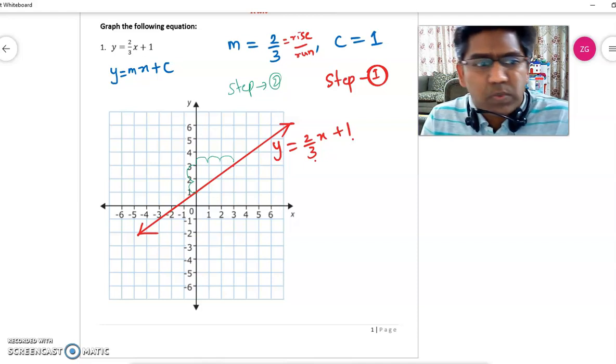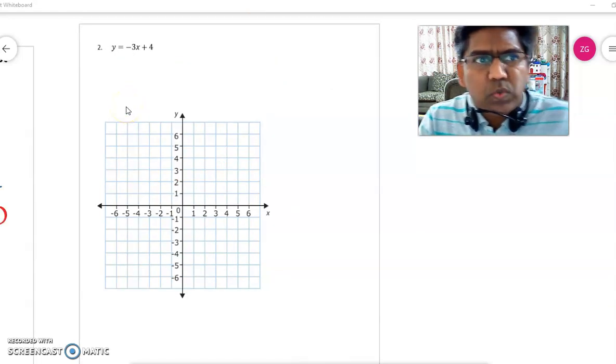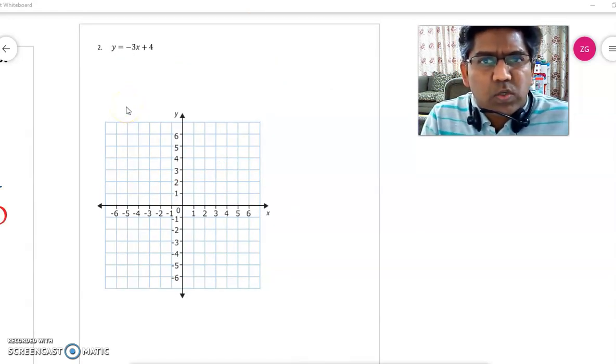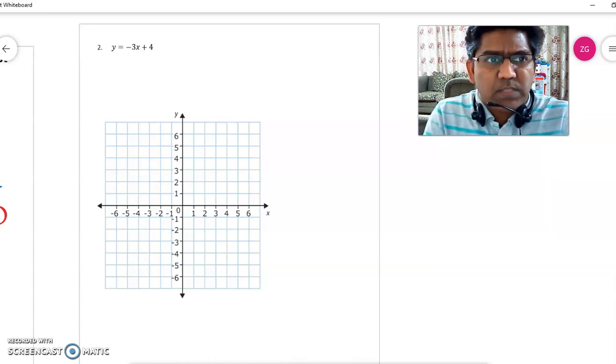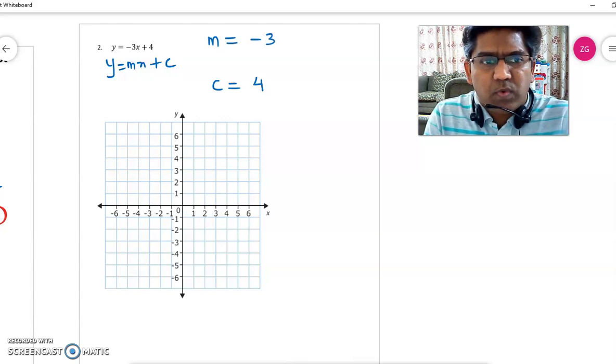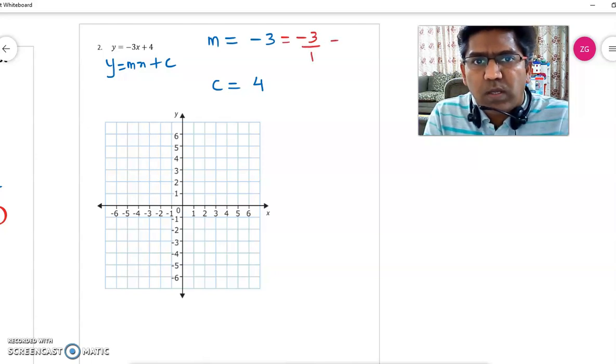Let's have a look at example 2. Now, the equation is already in slope-intercept form. So, my slope here, when you compare with y equal to mx plus c, your slope is minus 3 and y-intercept is 4. Now, slope minus 3 is minus 3 over 1. If there is no denominator, the denominator is 1. So, it means you need to rise by minus 3 and run by 1.